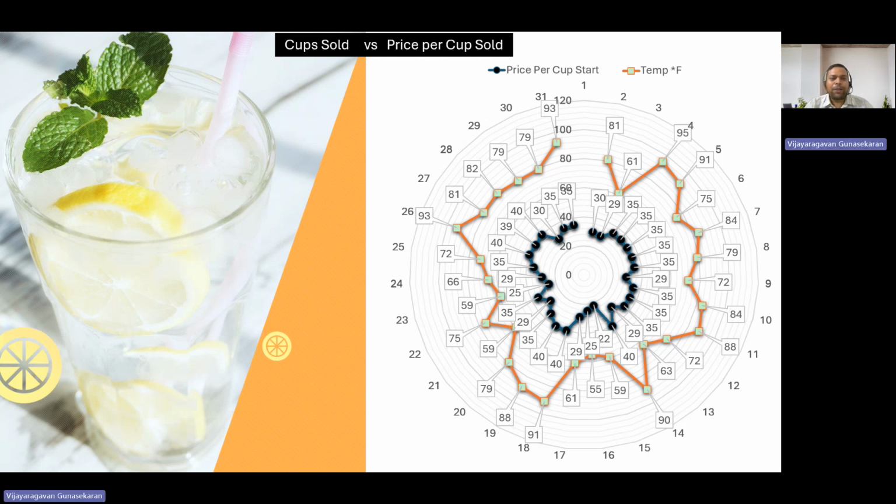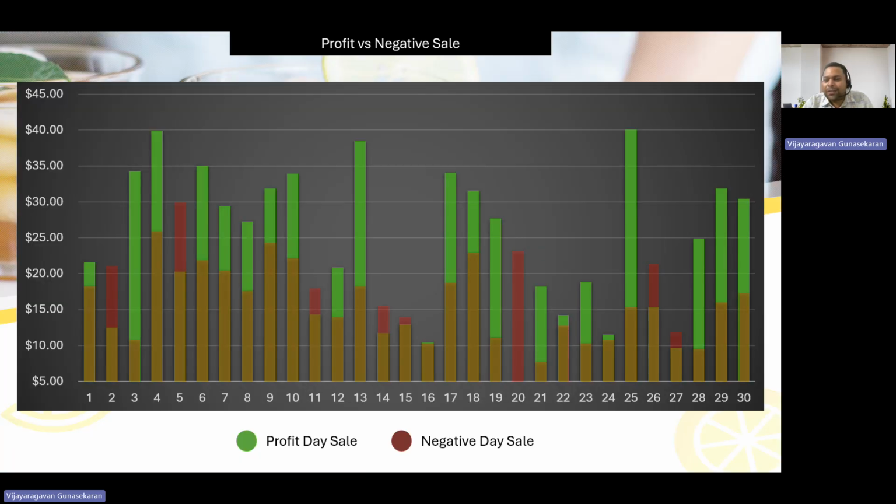Okay. Going to the next slide, we can see the profit versus the negative sales. Basically, if you can see the orange bars, which are the inventory that I purchased on that particular day, and the green bars on top are the profit difference between the gain from the sale done for that particular day versus the inventory purchase. So most of the days are profitable apart from the one major day where my inventory purchase was on the higher side. I wasn't able to make any profit out of it.